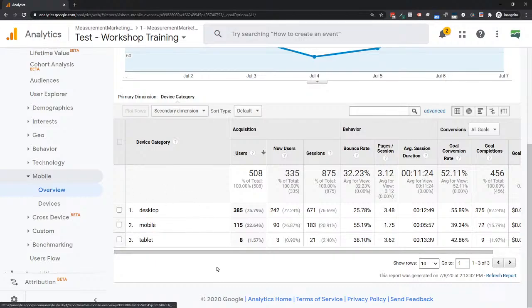So this is what I would expect. We're going to have predominantly desktop, which we do. We have some mobile, which of course we do. And tablet is always pulling up the rear. It's right there with Microsoft Edge, about 1% of the traffic. But tablet really is desktop.